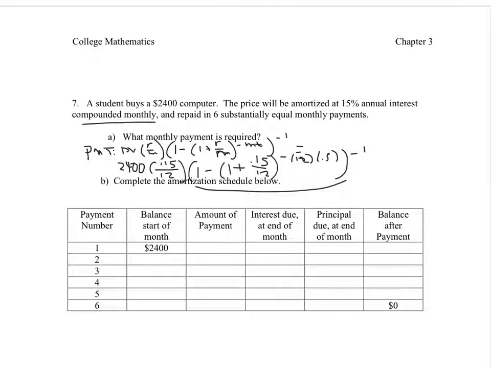13.9227. That gets multiplied by, I'll have to put the 0.15 divided by 12 in parentheses, and then take that and multiply it times the 2400. And I am coming up with a payment amount of $417.69.